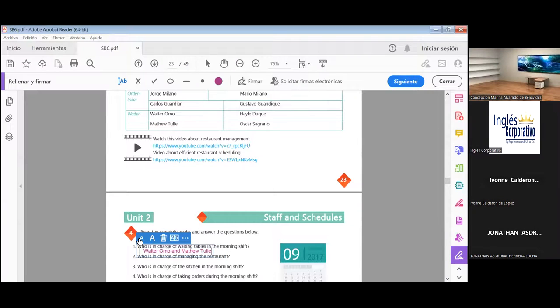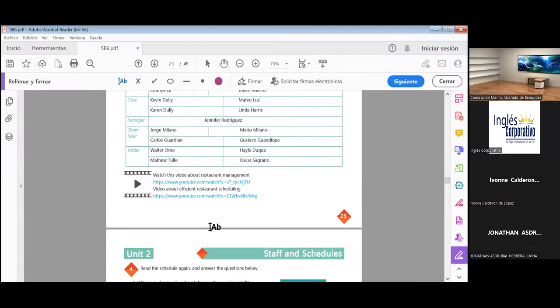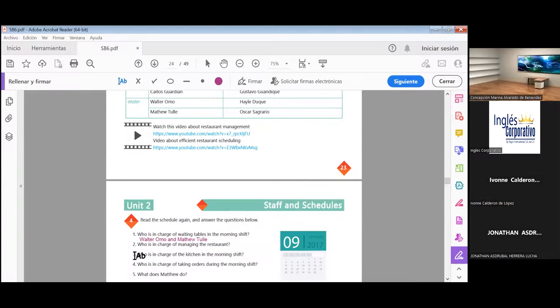Es el encargado de esperar las mesas en la mañana. Sí. Walter Armory. Matthew Tully. And Matthew. Okay, who is in charge of managing the restaurant? Jennifer Rodriguez.